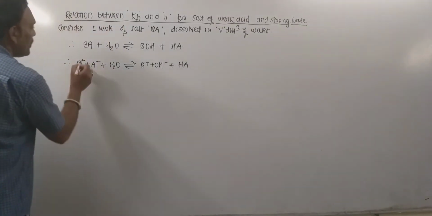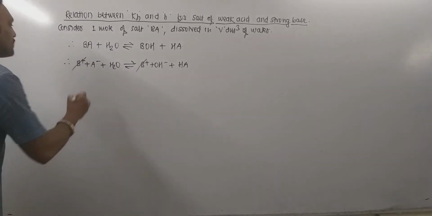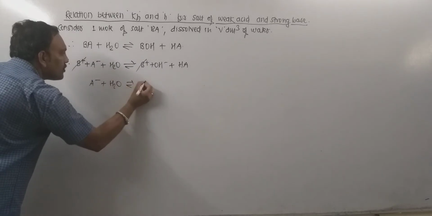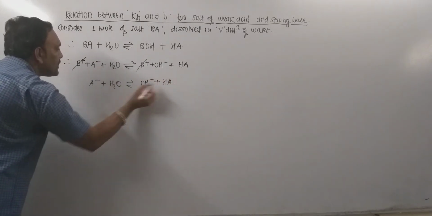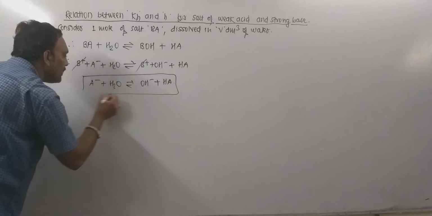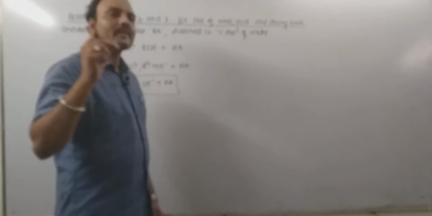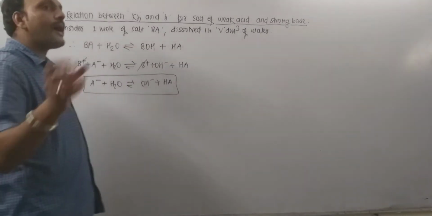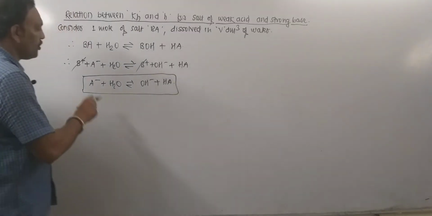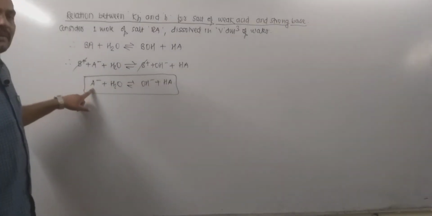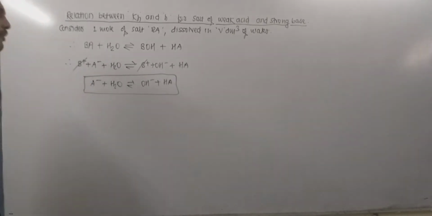Now the common B+ ions on both sides get cancelled, so A- plus H2O gives OH- plus HA. This is the hydrolysis of the salt, as A-, one of the ions of the salt, reacts with water, producing basicity in the solution. We have taken 1 mole of salt BA, so A- represents the entire concentration of salt. Thus out of 1 mole of A-, let h moles get hydrolyzed.